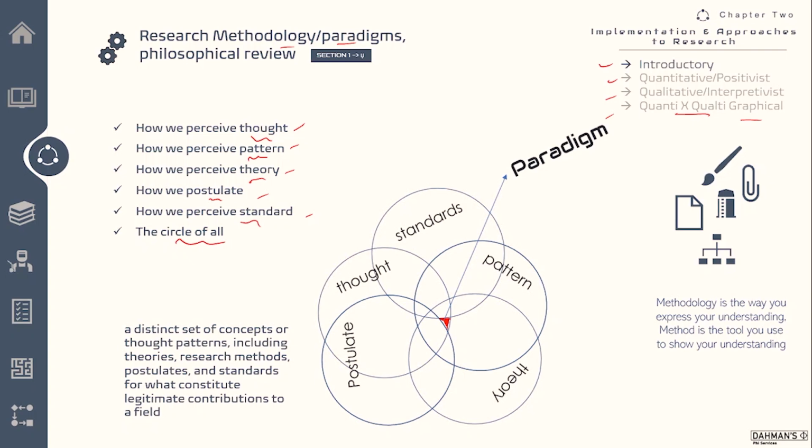Now, these elements, all of them together, interestingly, if you circle them out, you will come with an intercept between all of them. And that's exactly the definition of paradigm. It means a distinct set of concepts or thought patterns, including theories and methods and postulates and standards for what constitutes a legitimate contribution to a field.